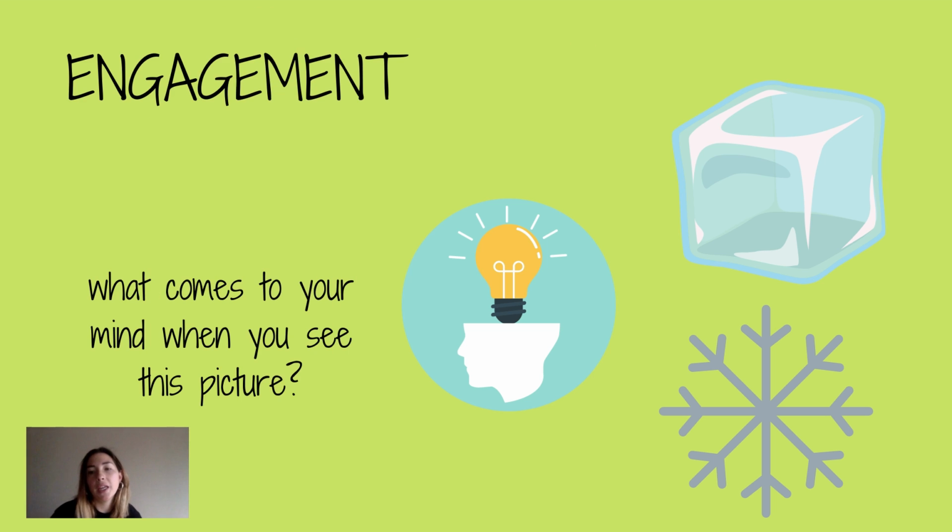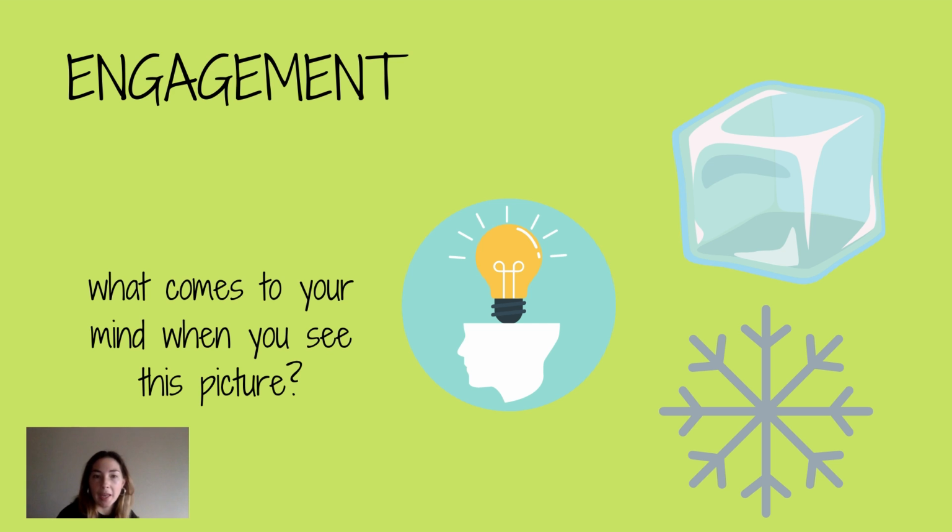So the first part is the engagement, when we hook up the students. The teacher starts the lesson by showing a picture of an ice cube. She asks her students to observe it for a while and think, and then she asks, what comes to your mind when you see this picture? Students give their ideas, and the teacher writes them on the board or on paper.